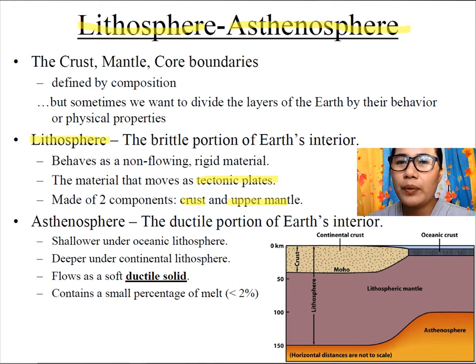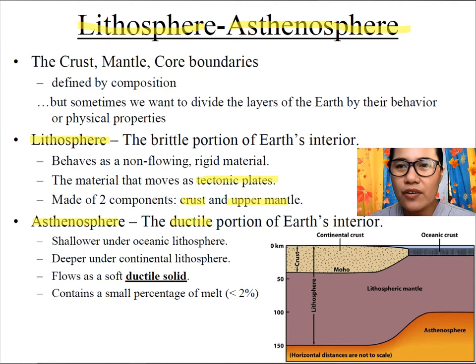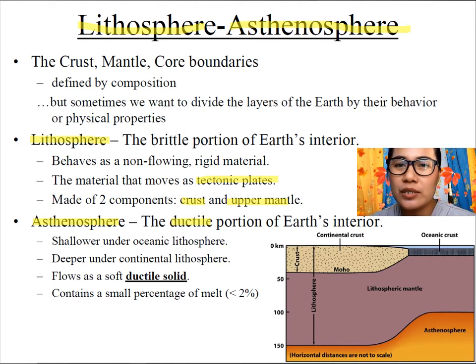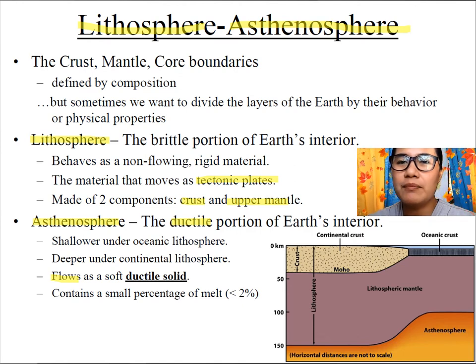Now, naay portion nga asthenosphere, ubos pa gyud kaayo siya sa lithosphere. Unsa man dinhi sa asthenosphere? It is the ductile portion of the Earth's interior. Mahimo nga ductile. Solid siya pero murag plastic, mo-flow siya, murag liquid. It is shallower under the oceanic lithosphere and deeper under continental lithosphere. So, it contains a small percentage of melt. So, humok siya. Ductile siya nga solid.